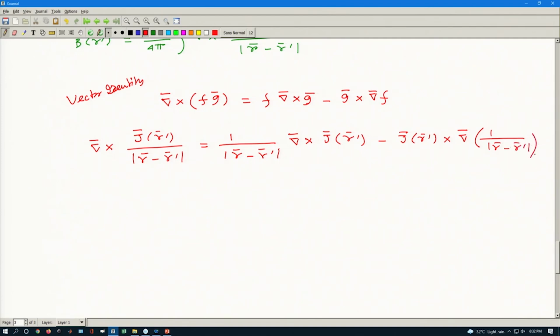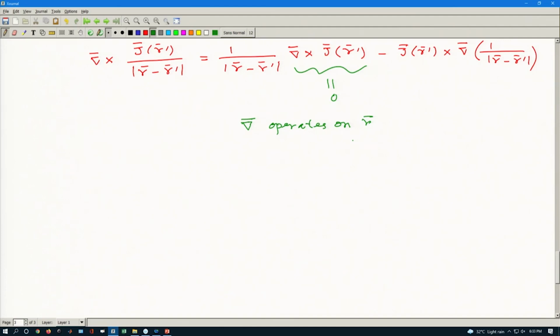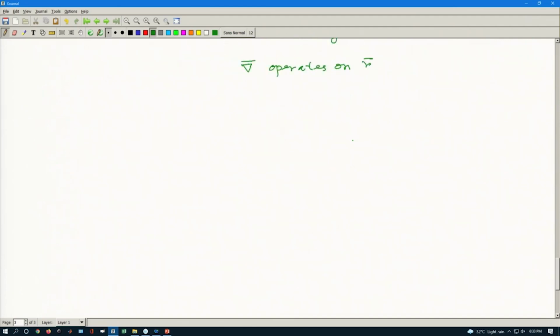This is the way, but you can see, as I mentioned, that this quantity has to be 0, because this operates on r, and j is a function of r prime. So, when we do the derivative, we will see that this is 0. Okay. So, then I have only one term left, and if I execute this term, this is also a known term.